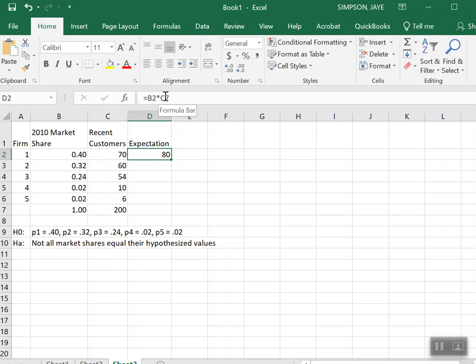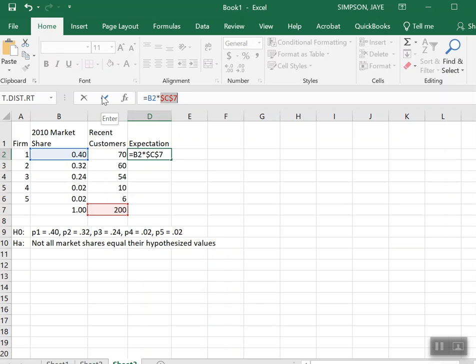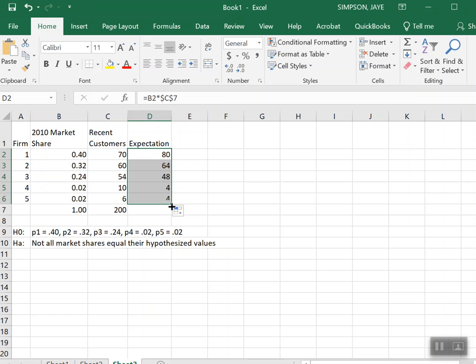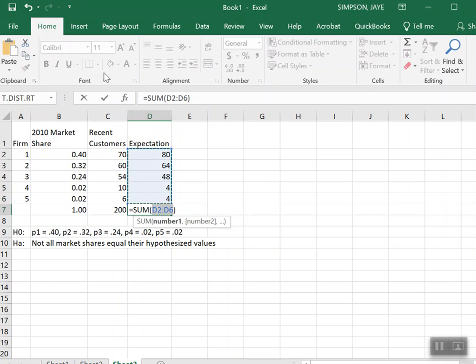Now here's what I can do. I'm going to go up to my formula, and within the C7, I've clicked inside the C7, I'm going to press F4 to make that an absolute cell reference. And now I can just drag this down. So now it's going to multiply, we see B3 times C7, and B4 times C7, and B5, and B6 times C7. And then I can again add these up, and by the way, they should equal 200.